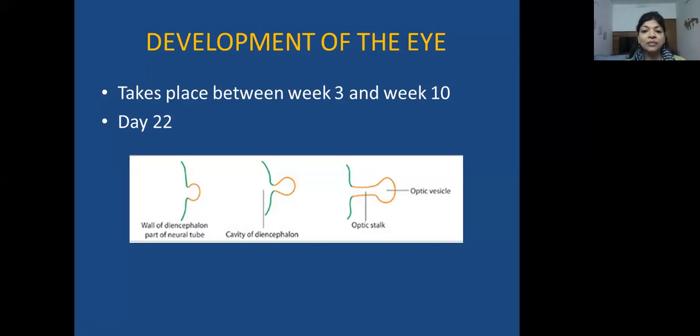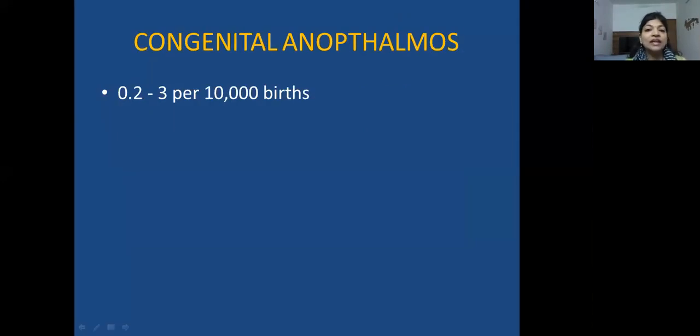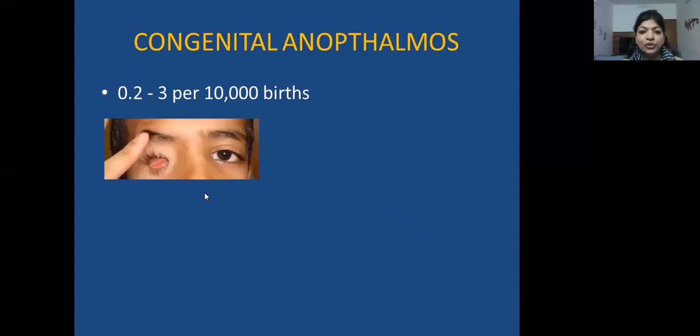So now coming to some abnormalities that you would see. Now what happens if the optic vesicle doesn't develop at all? So that condition is known as congenital anophthalmos, where you don't have the eyeball developing at all. Whereas if you have an optic vesicle developing, but it's a rudimentary optic vesicle, you develop a condition that's called microphthalmos. So just to show you pictures, this is a child.